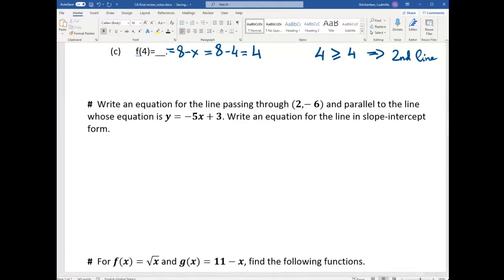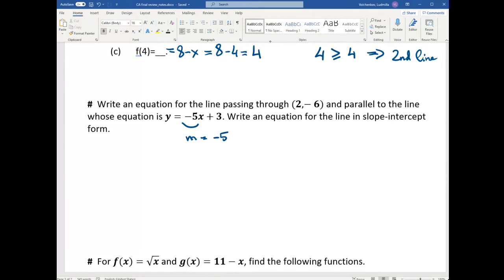An equation of a parallel line. Write an equation for the line passing through the given point and parallel to the line whose equation is y equals -5x plus 3. Okay, the slope is -5, and since the line that we want to determine the equation for is parallel, it means that it will have the same slope.